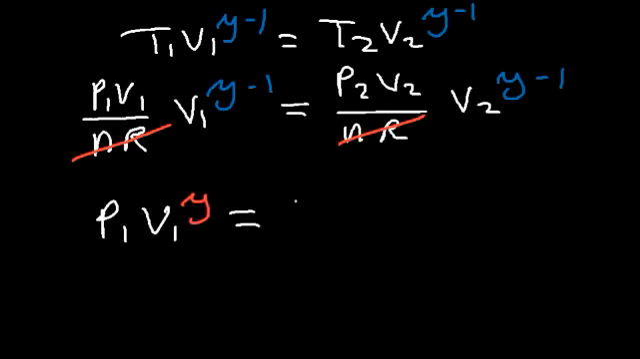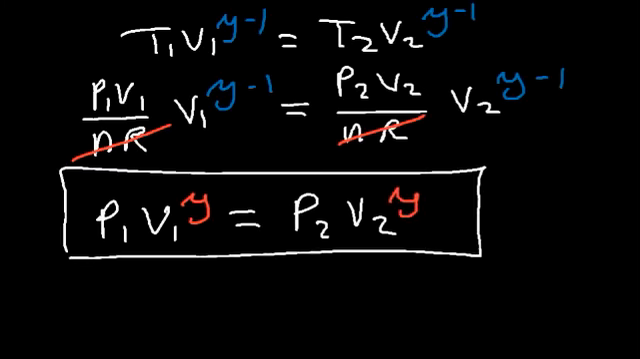And the same is true for the other side. It's going to be V2 raised to the gamma. So that's how we can get this equation. So now what we're going to do is go over all of the equations that we went over in this video. We're just going to do a final summary, and that's going to be it for this video.